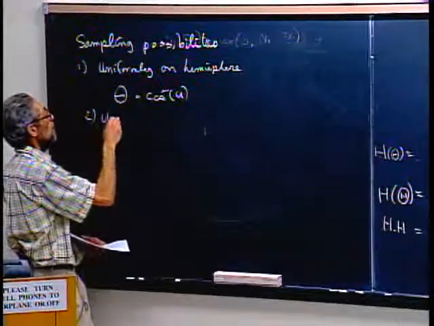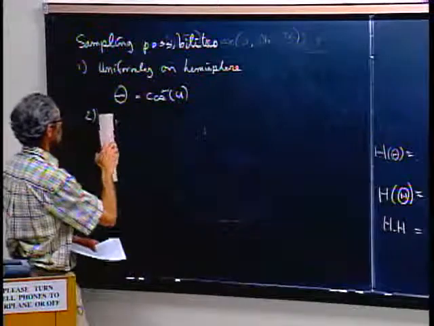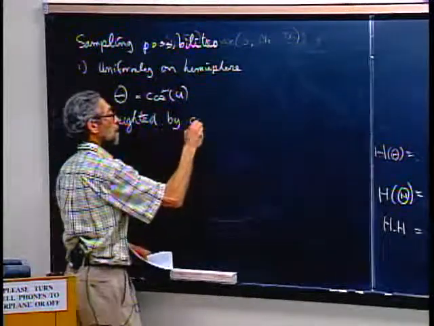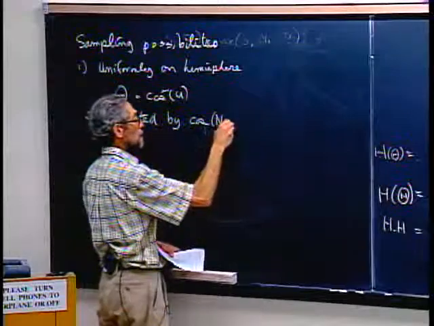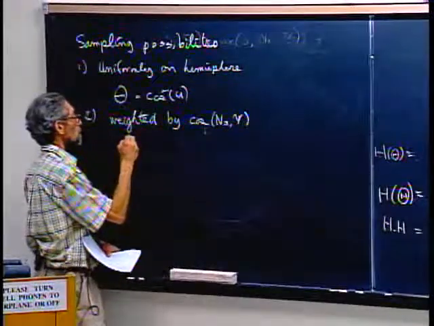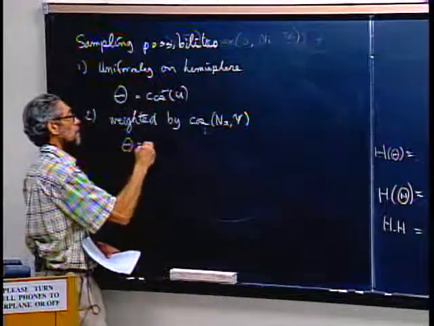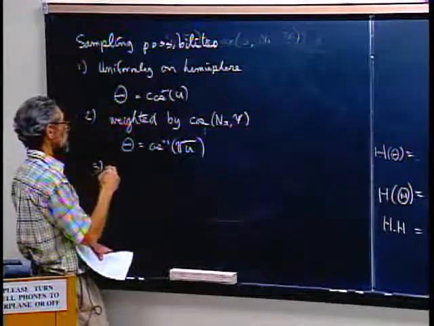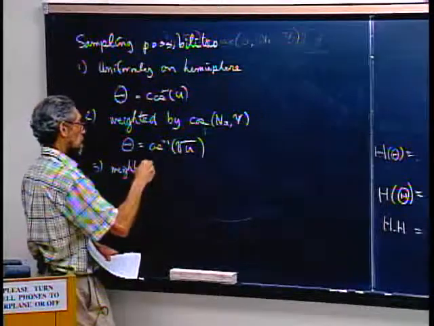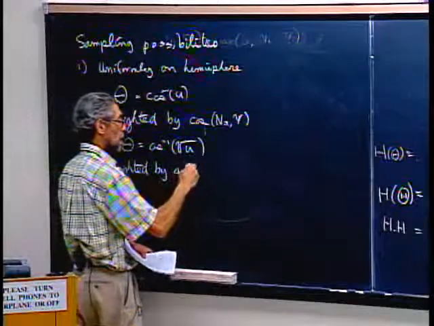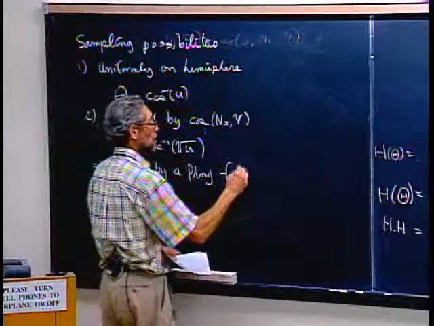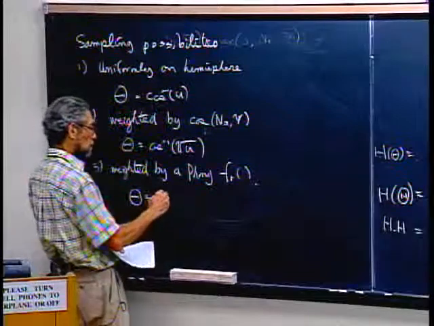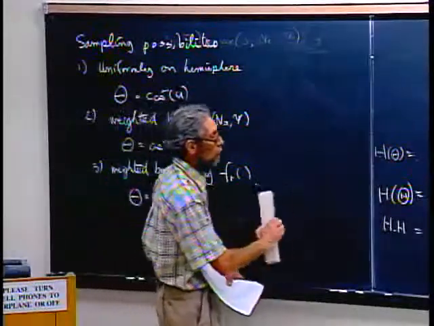And 2 is cosine weighted. Cosine of nx psi, and as we saw last time or the time before, theta is going to be cosine inverse of the square root of u. Or 3, weighted, say, by a Phong bidirectional reflection function. And then theta was equal to cosine inverse, maybe I should write the Phong rule here.